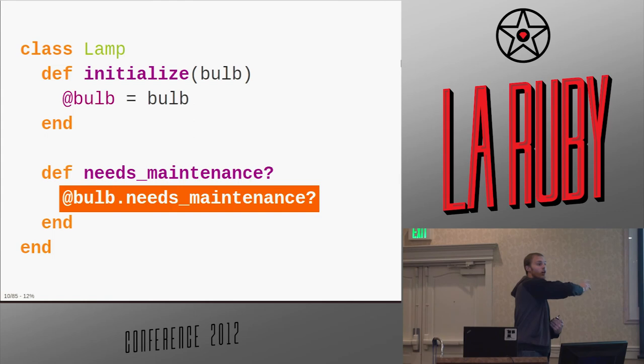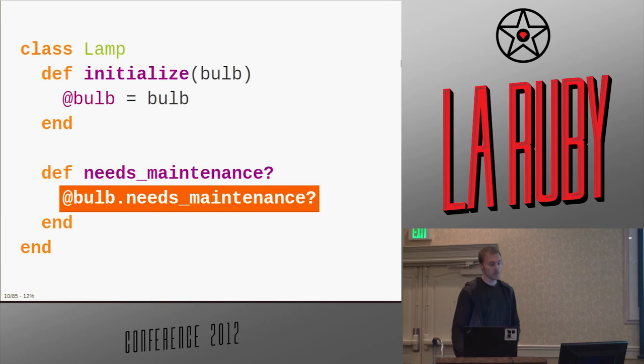So, super simple. This is the most basic form of object composition. There are a lot of different types and ways to do this, and one of them we'll discuss today. Rack middleware as an abstraction is just another form of object composition.